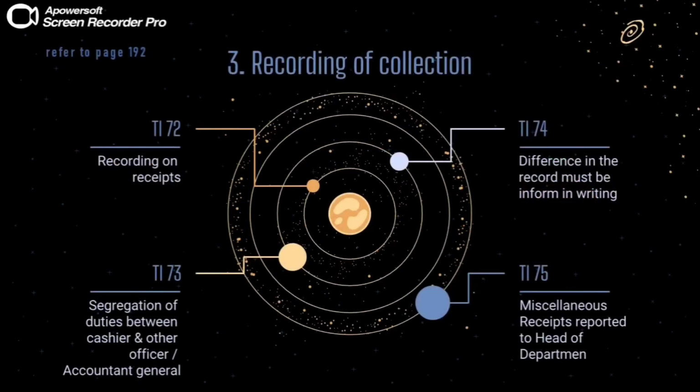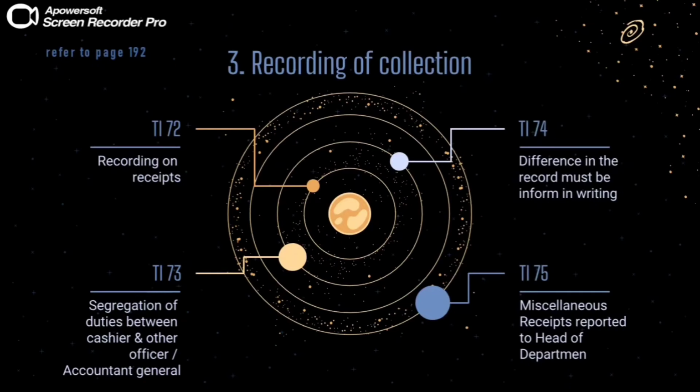The third one is recording of collection. You guys can refer to page 192. TI-72 is about recording of receipts, where all receipts must be recorded individually into the cash book at the time the transaction occurs or before the end of the day. And then TI-73 is about segregation of duties between the cashier and other officers or the Accountant General.